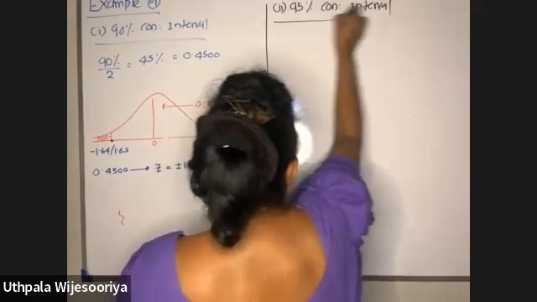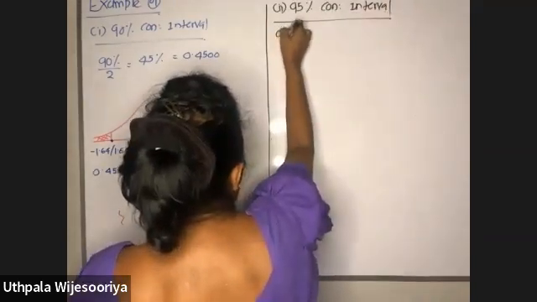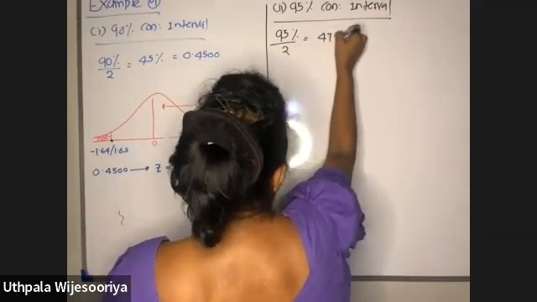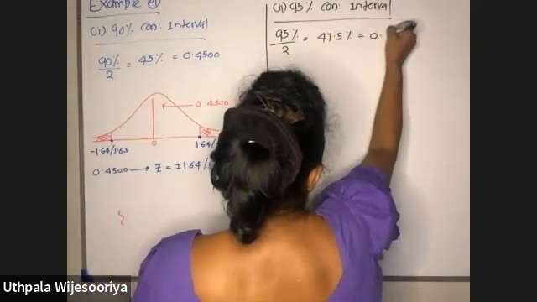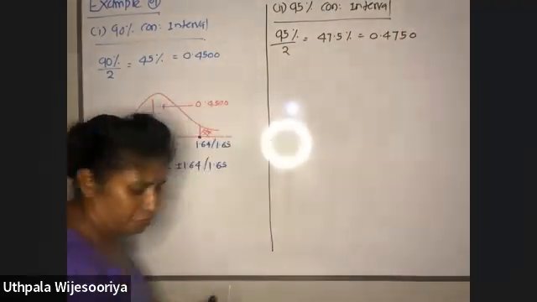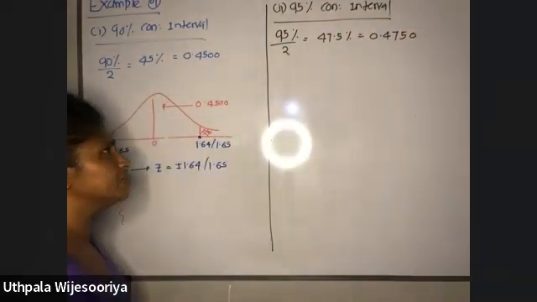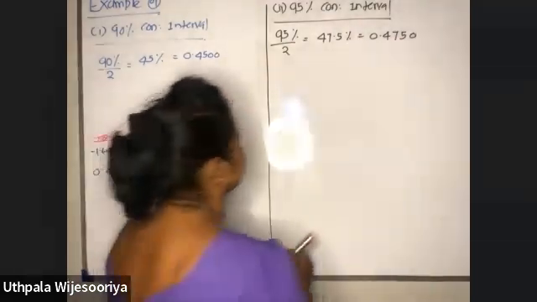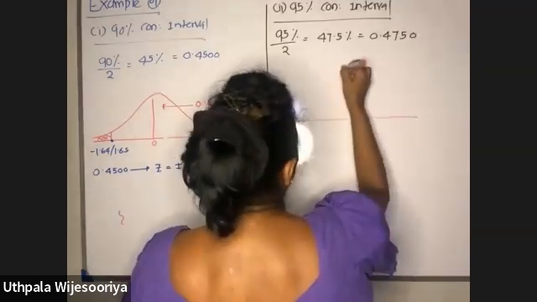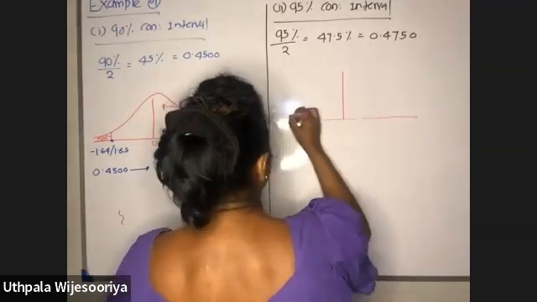So then 95% divided by 2, that is 47.5%. As a decimal, 0.4750. What would be the Z value for that? There is an exact value. Look for 0.4750 in the table. What is the number for 0.4750?